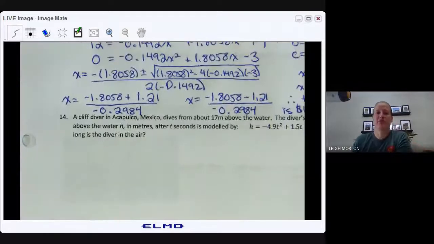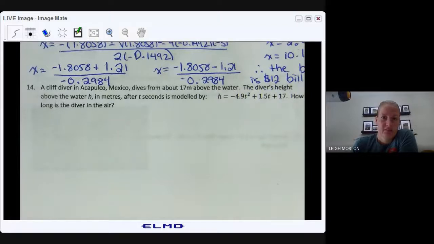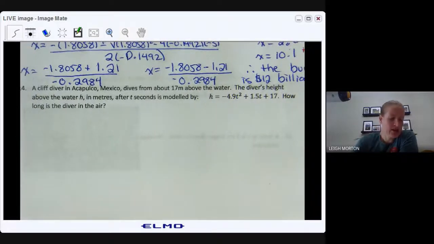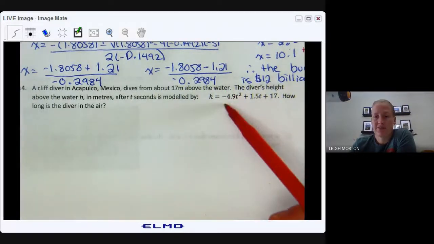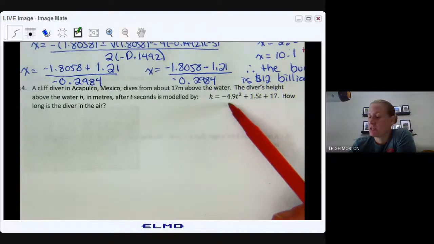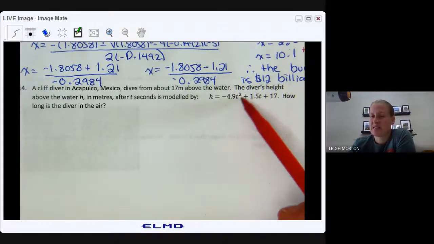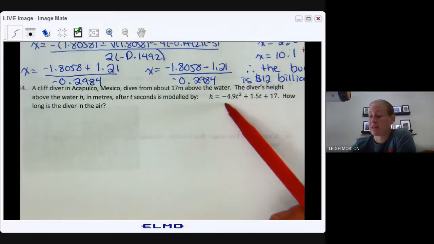All right, let's look at number 14. A cliff diver in Acapulco, Mexico dives from about 17 meters above the water. The diver's height above the water, h in meters, after t seconds is modeled by, you got it, a quadratic relation, h equals -4.9 t squared plus 1.5 t plus 17. Once again, why do we see -4.9 a lot? It has to do with the gravitational constant, which is -9.8. There's a reason it's halved, and that comes in physics in grade 11.